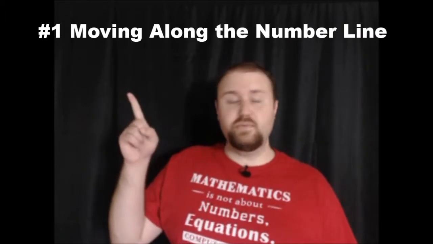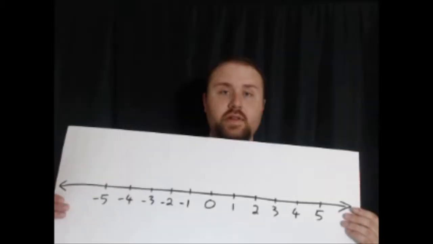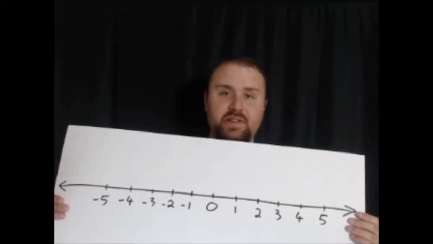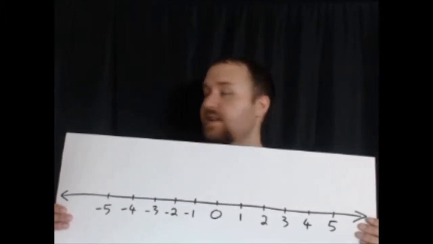Method number 1, moving along the number line. Now, I talked a little bit about using the number line in my previous video on negative numbers where I had Billy demonstrate some problems. So we're going to go over that a bit more here. Here we have our standard issue number line. To the right, we have our positive numbers, and to the left, we have our negative numbers.